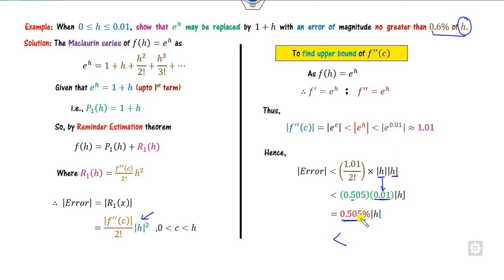Is this number less than 0.6 percent of h? Yes, because 0.505 is less than 0.6. So I can write it as here. So this is hence proved.